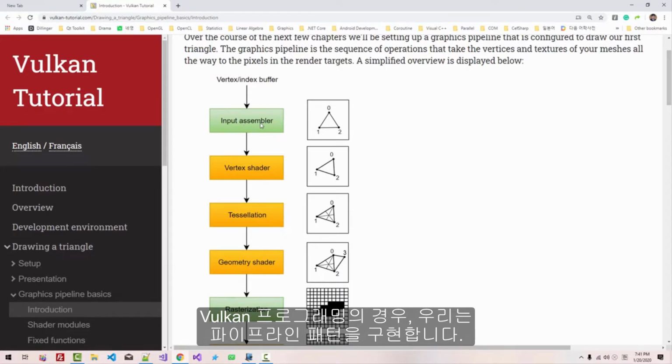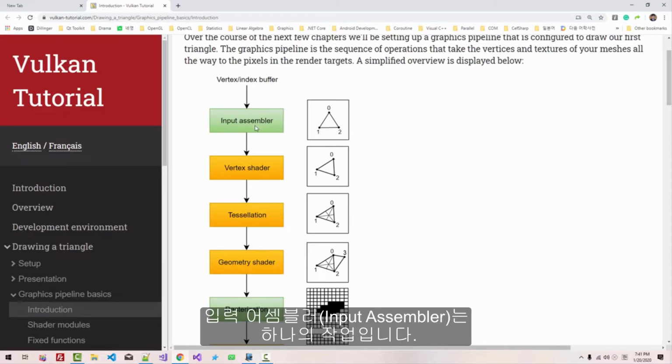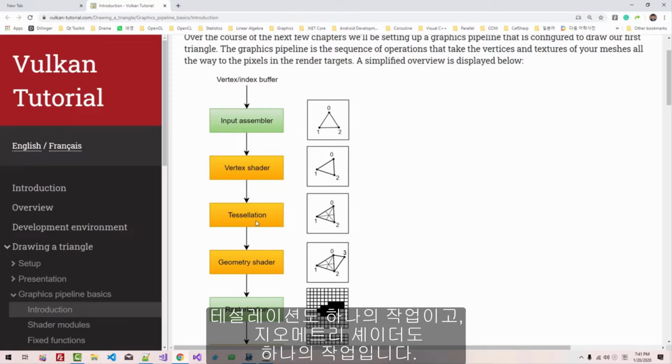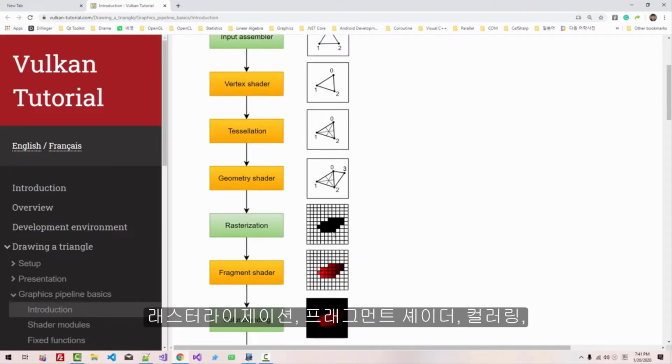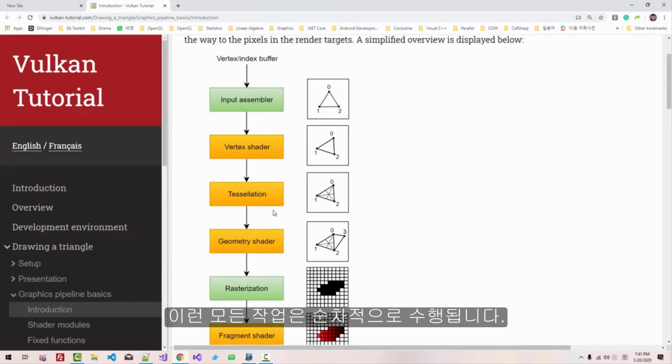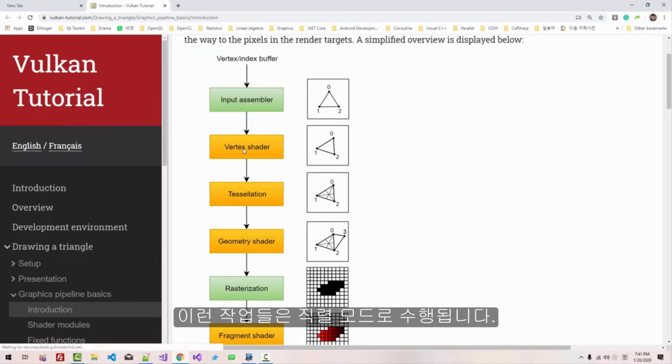Input assembler is a task. Vertex shader is a task. Tessellation is also a task. Geometric shader is also a task. And rasterization, fragment shader, coloring, all these tasks are sequential. These tasks should be executed in serial mode.